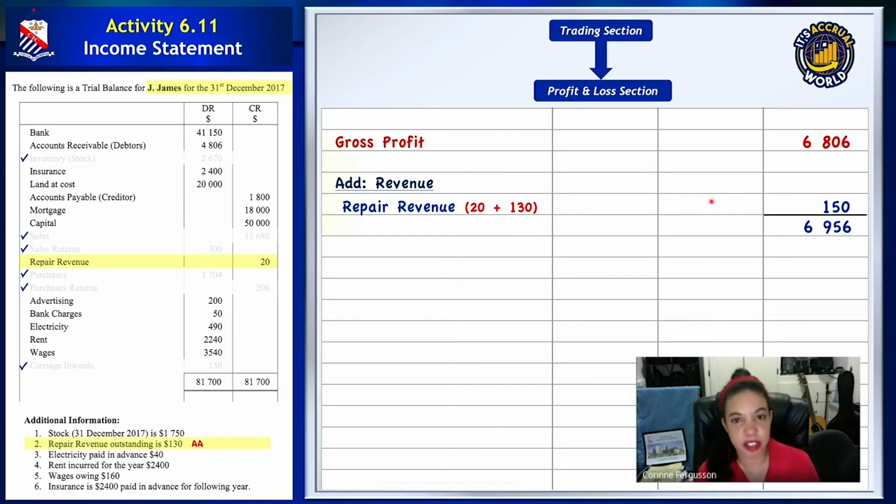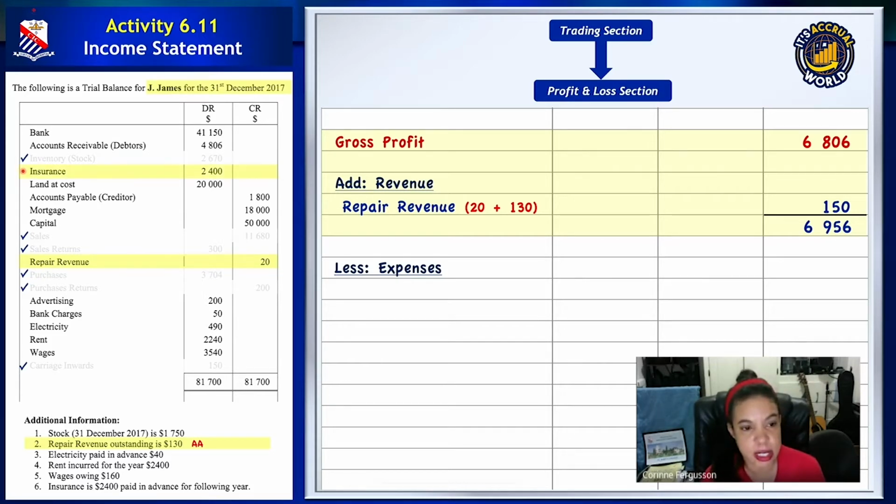Right? So you see there, we finished that first part. It was very, very simple because we only had one revenue. But once you can identify the revenue, very easy. Right? So we're just going to move on quickly. After you have your total revenue figure, you're going to less any expenses. So you go to your trial balance again and you're looking for expenses.